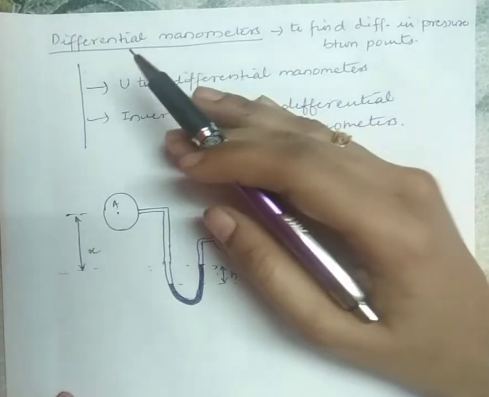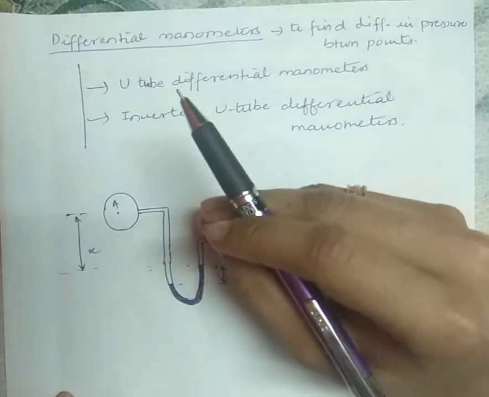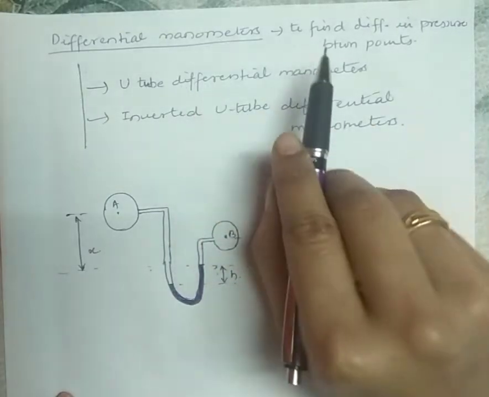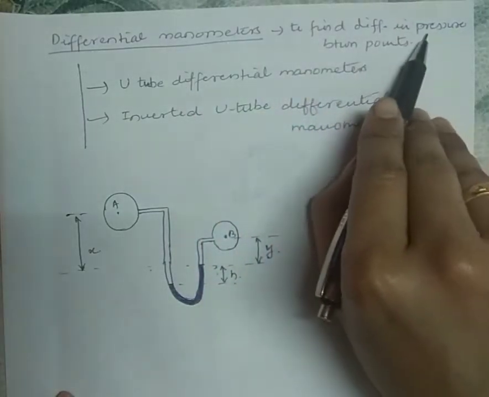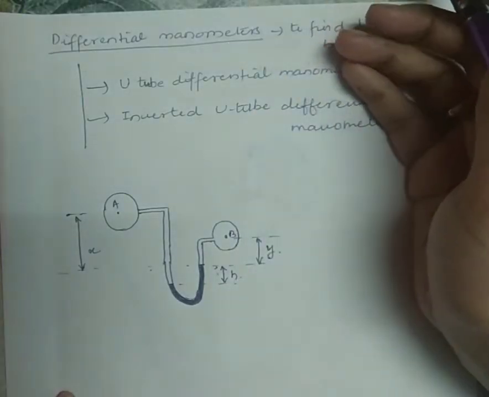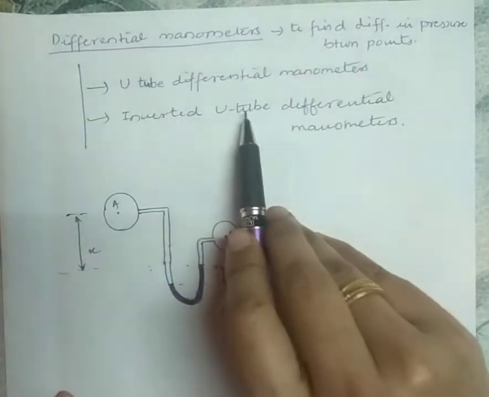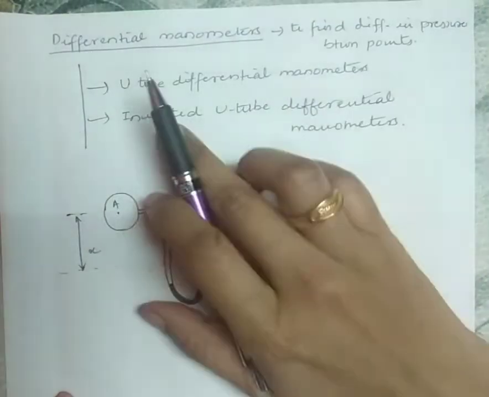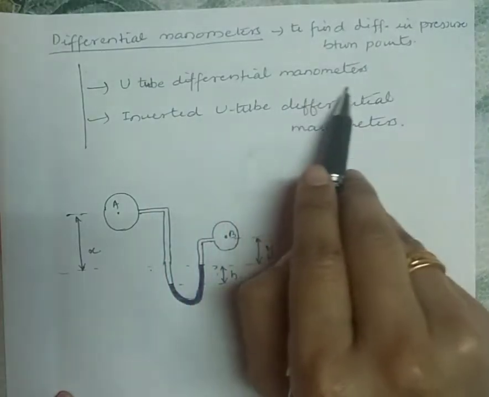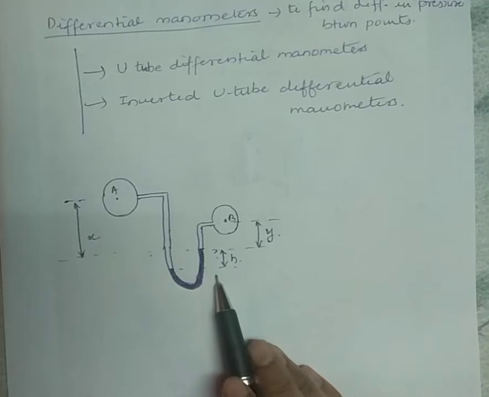In differential manometers, the thing we are finding is the difference in pressure between two points. It is classified into U-tube differential manometers and inverted U-tube differential manometers. First we will see the U-tube differential manometer. This is a figure showing a U-tube differential manometer.